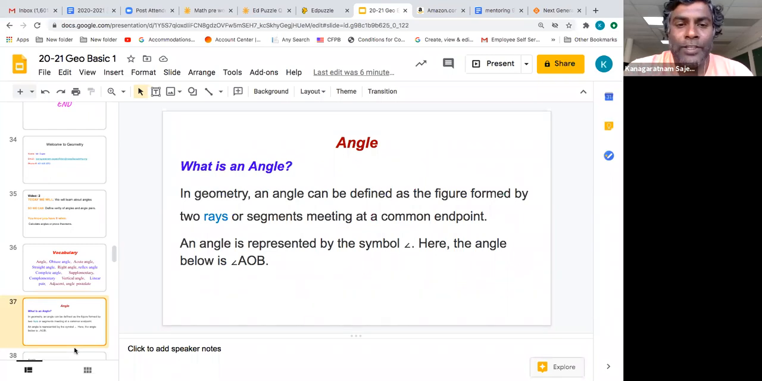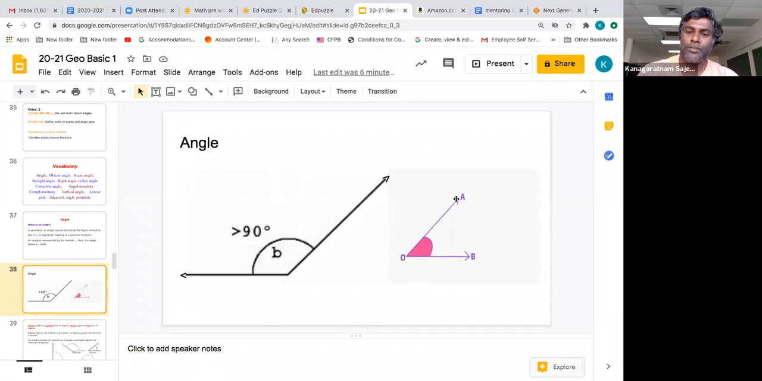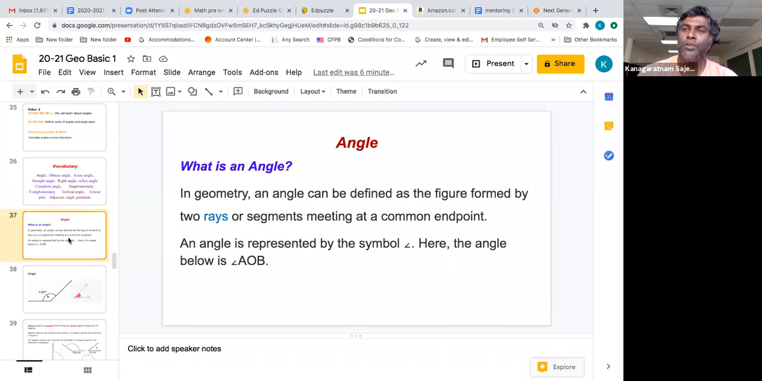What is an angle? In geometry, an angle can be defined as a figure formed by two rays or segments meeting at a common point. If you look at this figure, you can see two rays meeting at a common point, which is O. This is the meeting point. If two rays or segments meet at a common point, that will form an angle.